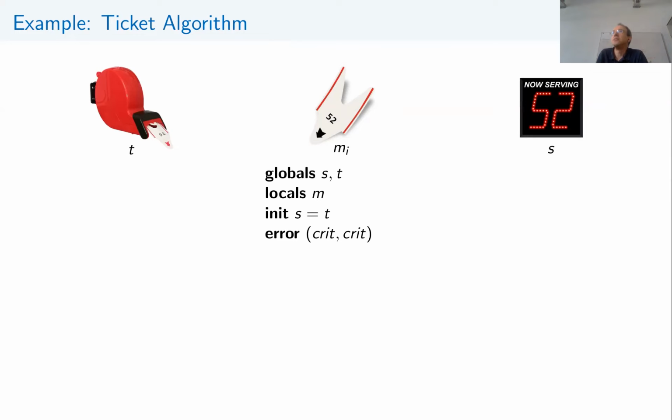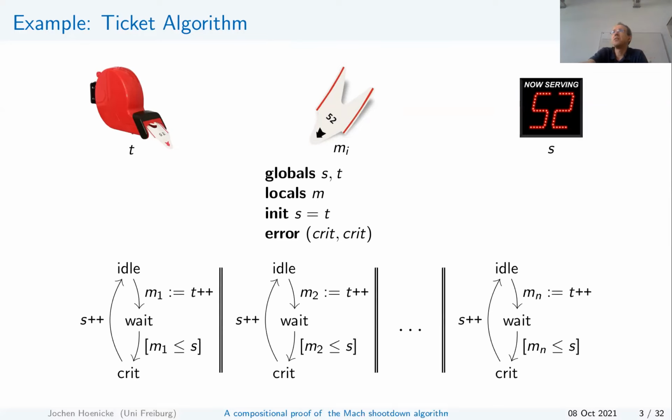And we want to show mutual exclusion. So we have a thread template with 3 locations, idle, wait, and critical, and we want to show that no 2 threads are in critical at the same time. So they all start in the idle state. It's probably missing an init, so init is S equal T, and everyone is idle.